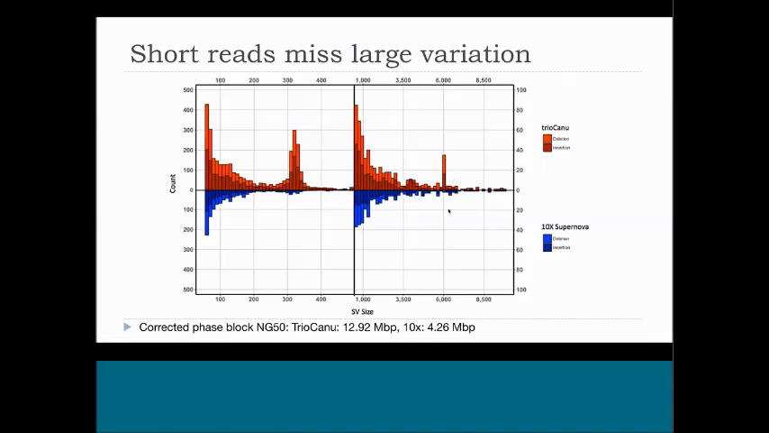Those large structural insertions and deletions are largely missed by 10x supernova because it's relying on the short Illumina read data for its reconstructions, which are unable to reconstruct these large repeats. And so you'll miss that kind of structural variation. On the other hand, 10x supernova is very good at finding haplotype variation at the SNP level, and it'll reconstruct quite well SNP variation between the haplotypes, but it's really the larger repeats and structural variation that you need the long reads to recover.